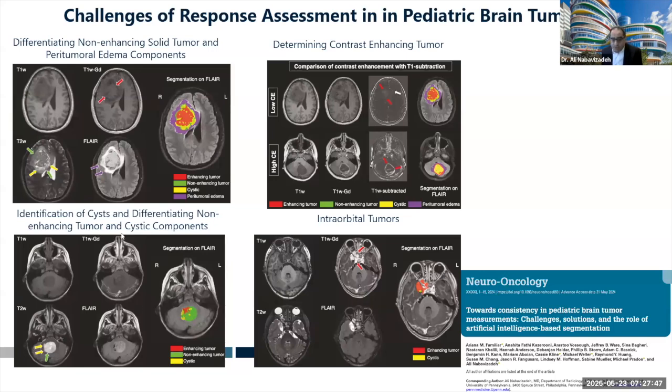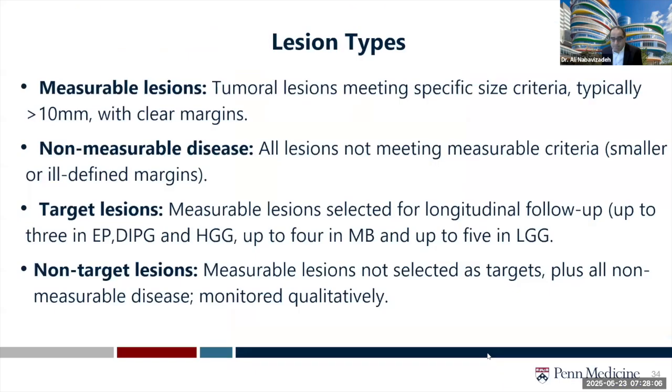Identification of cyst and differentiation of non-enhancing tumor from cystic components. You can see that on T2, the cyst and the solid tumor components almost look the same. Looking at other sequences such as FLAIR and T1 post would help us. Also, this outlined the challenge of intraorbital and suprasellar extension of tumors.